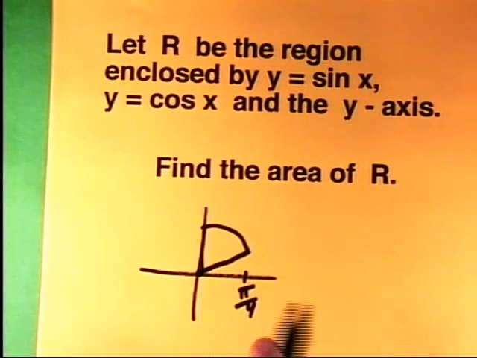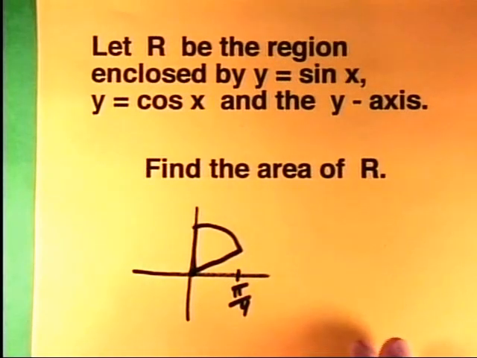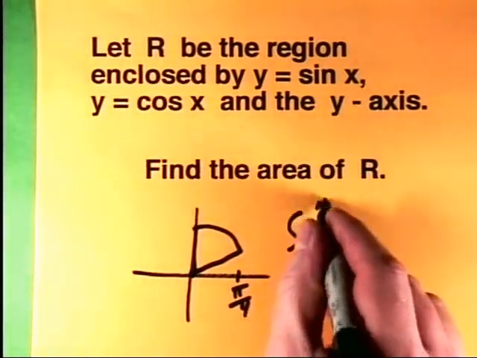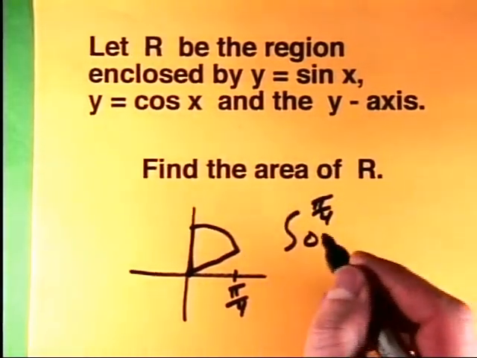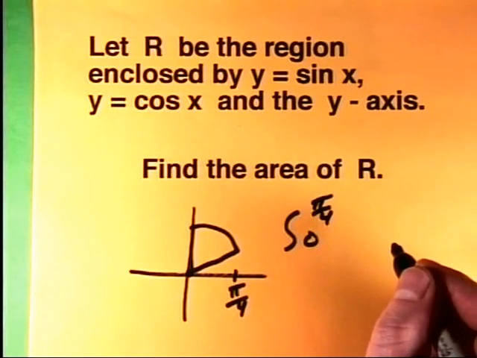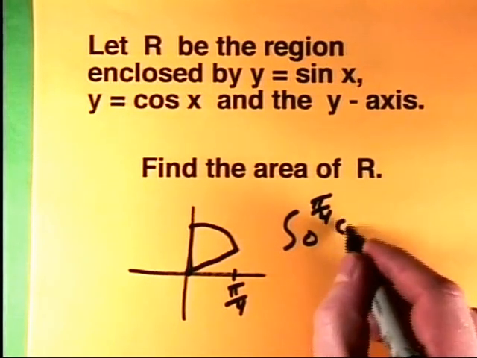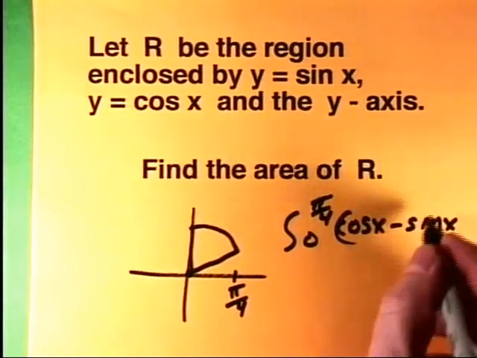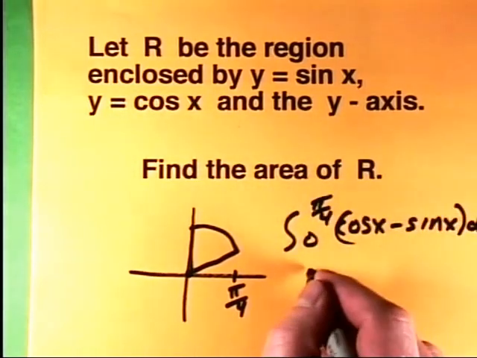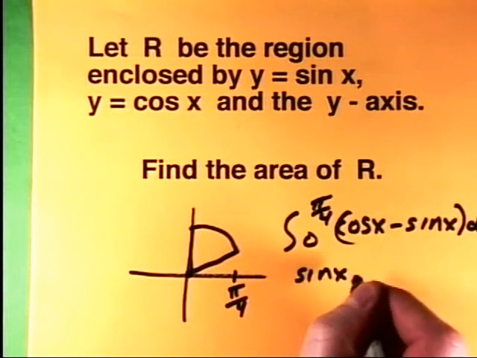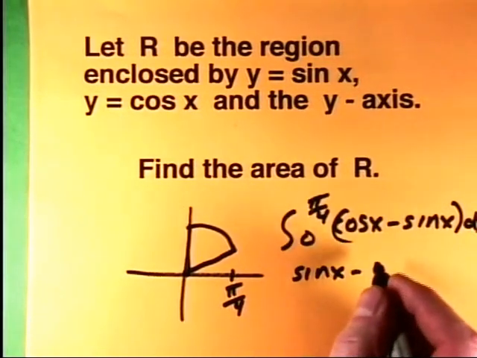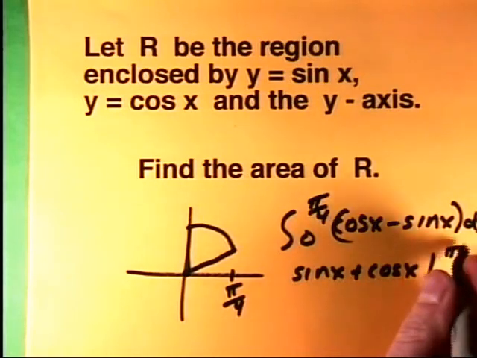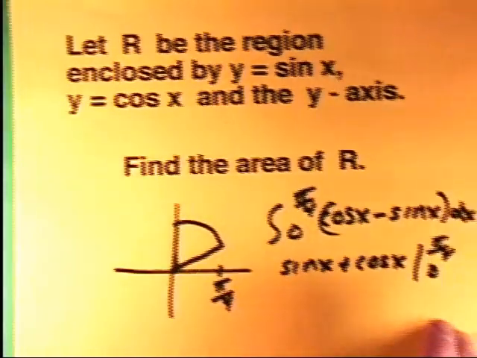Oh, okay, I see what you're doing. So you're going to integrate from 0 to pi over 4? Which is on top? Cosine. Right, just the top cosine curve x minus sine x. What's the integral of cosine x? Sine of x, plus cosine, because the integral of sine is negative cosine.